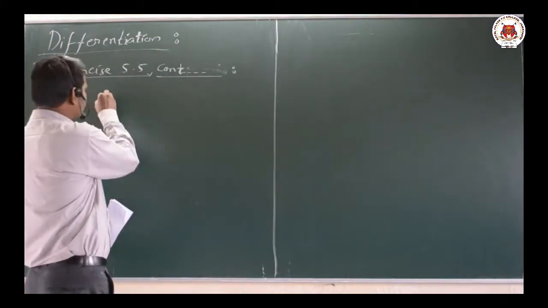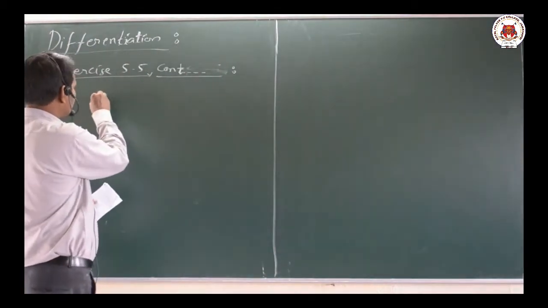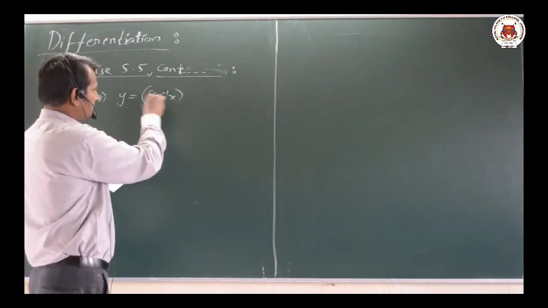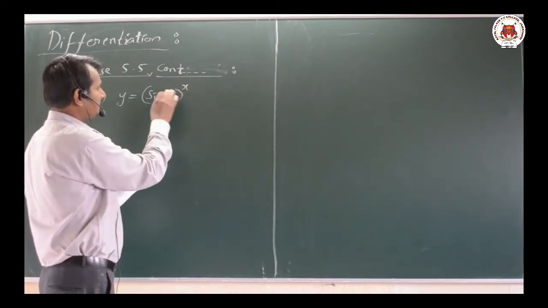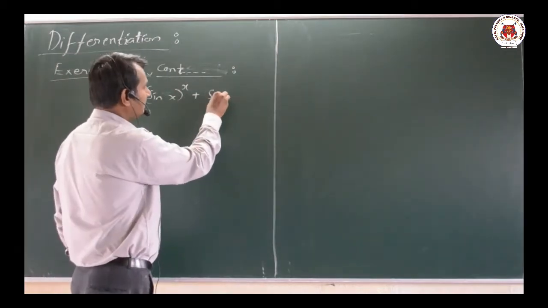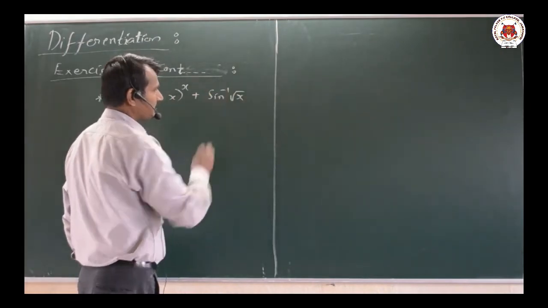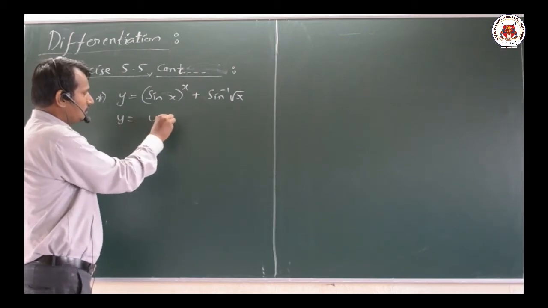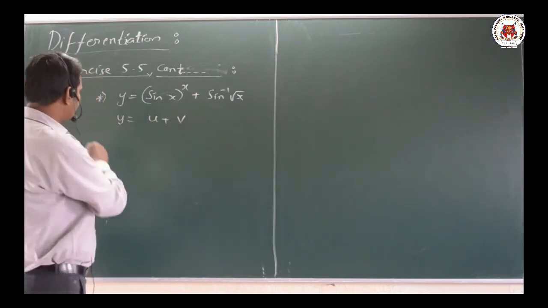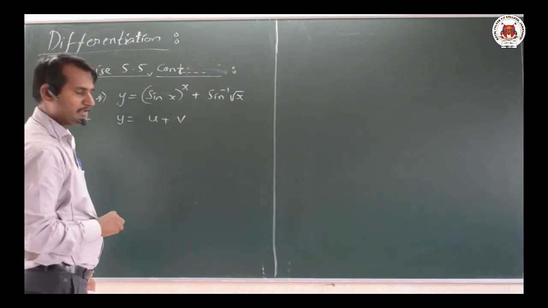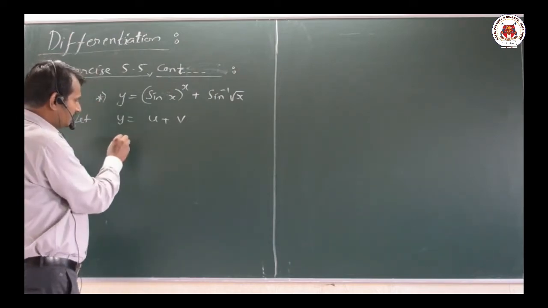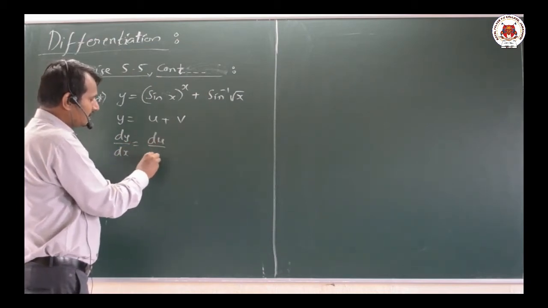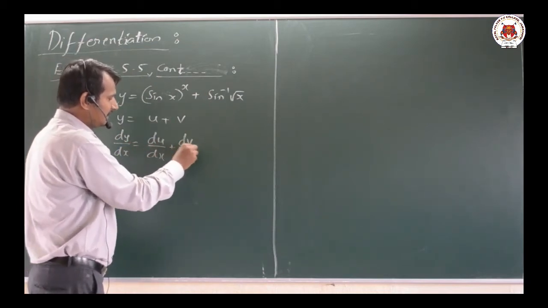The first one asked in your exercise 5.5: y is equal to (sin x) to the power of x plus sin inverse of root x. Now here y is equal to u plus v, I will take. Let y is equal to u plus v. So here dy by dx equals du by dx plus dv by dx.